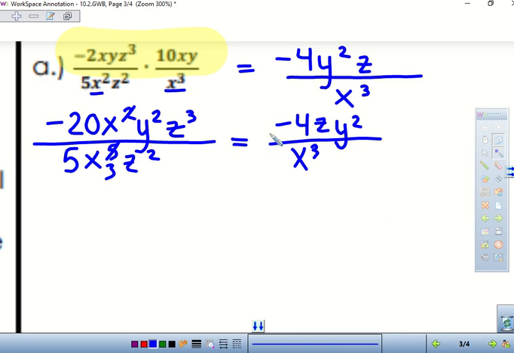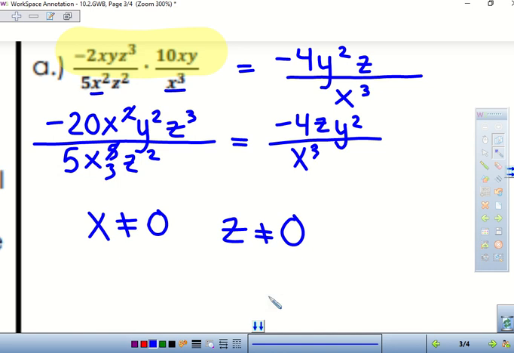So before we move on, we have to go back and look at original restrictions. I forgot to do that in the beginning. What can x not be here? 0, and also z can't be, because that would make the denominator 0. So you always have to find restrictions prior to canceling. Sorry I forgot to mention that.